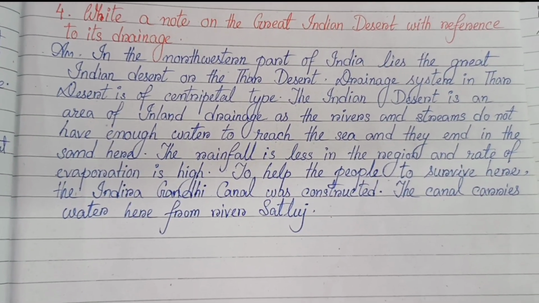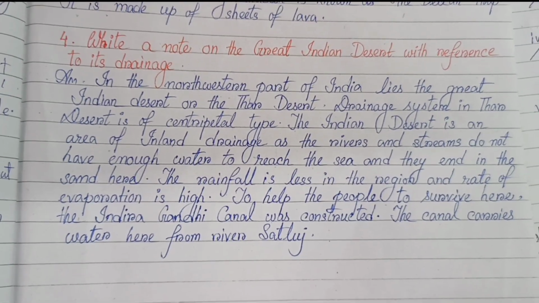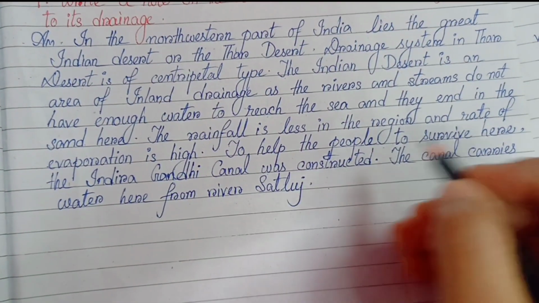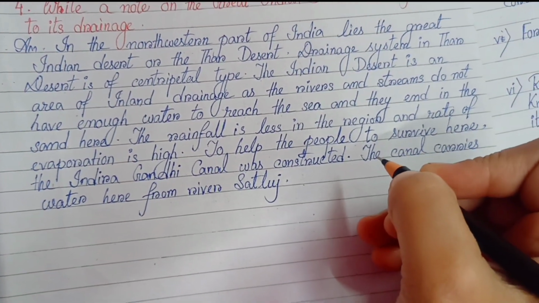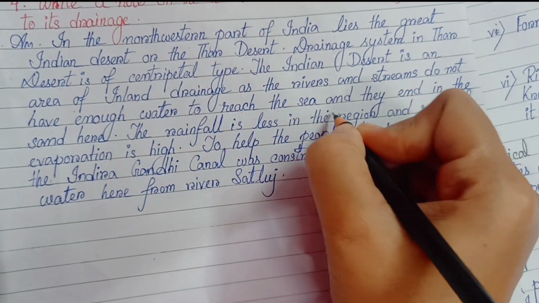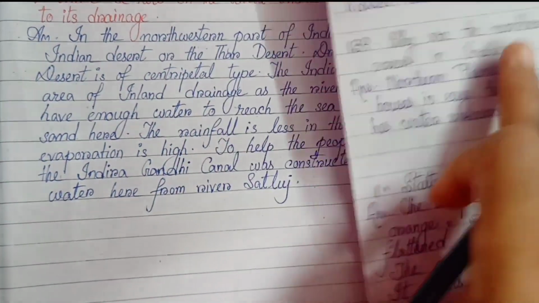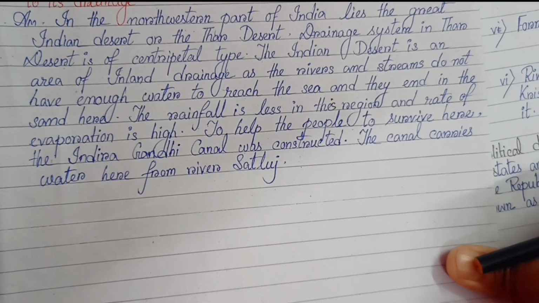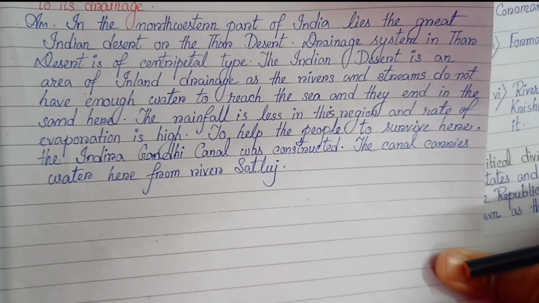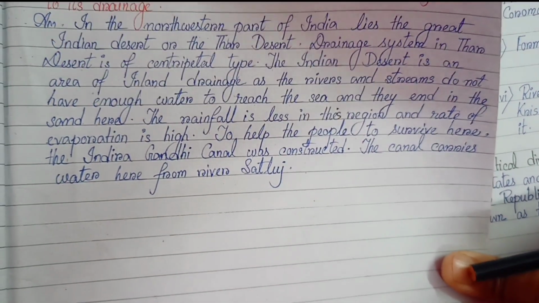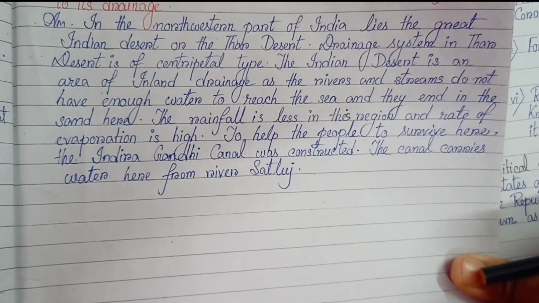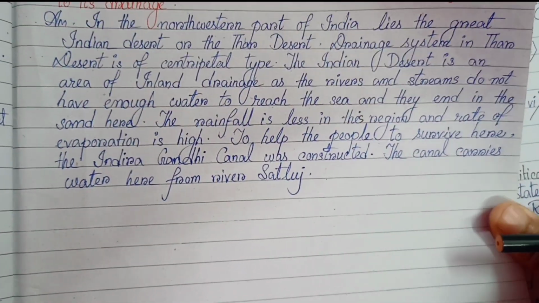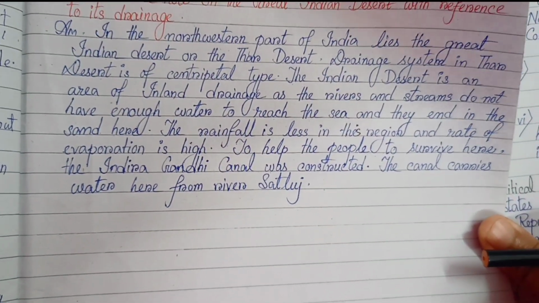The rainfall is less in this region, and the rate of evaporation is high. To help the people to survive here, the Indira Gandhi Canal was constructed. The canal carries water here from river supplies.